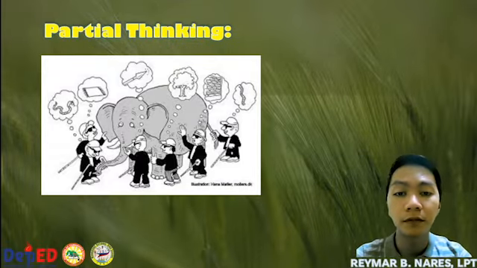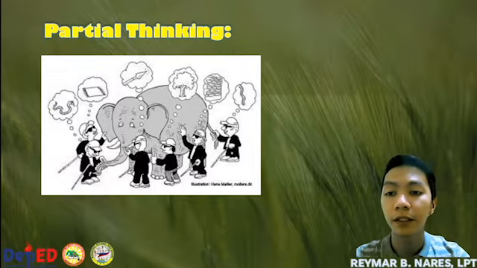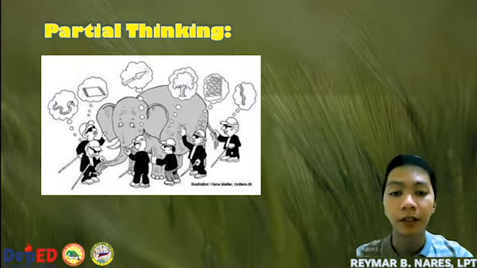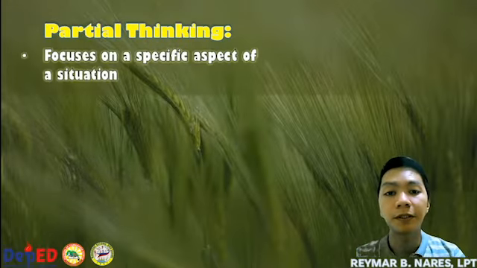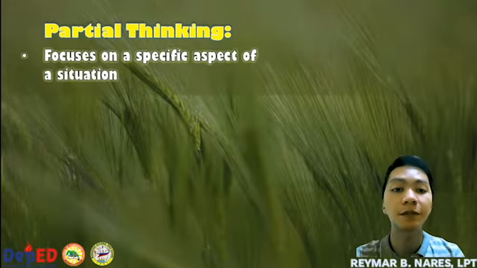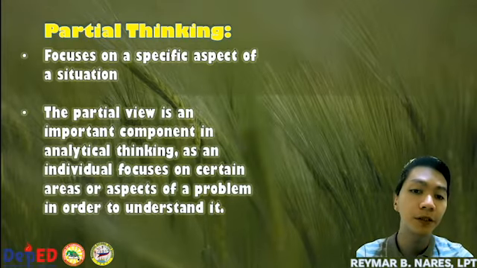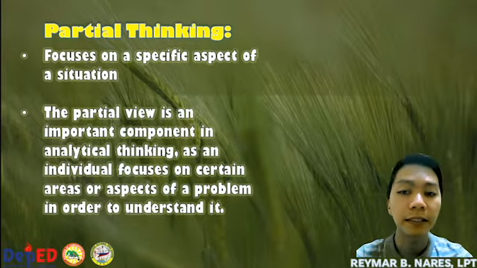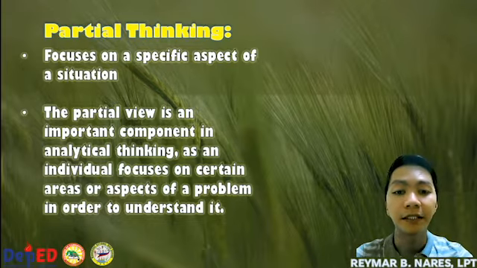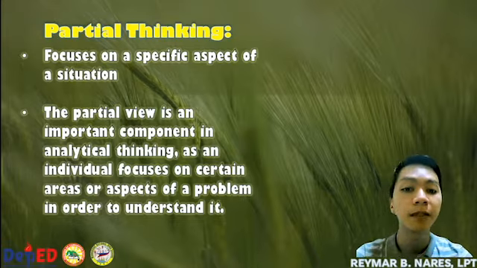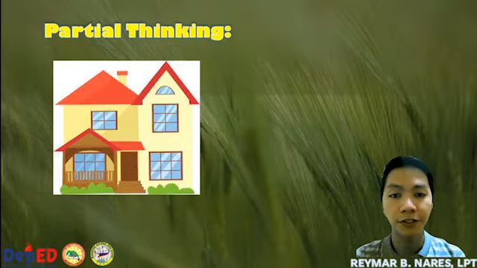Now, on the other hand, we have partial thinking. Ano naman yung ibig sabihin ng partial thinking? Alright. So, partial thinking focuses on a specific aspect of a situation. A particular view is an important component in analytic thinking, as an individual focuses on certain areas or aspects of a problem in order to understand it.